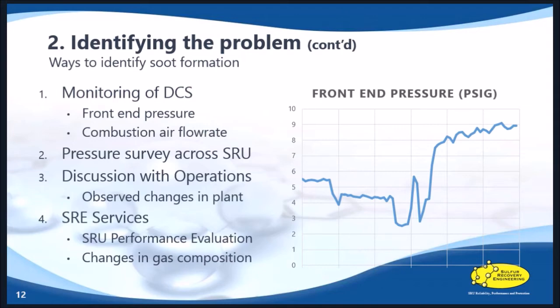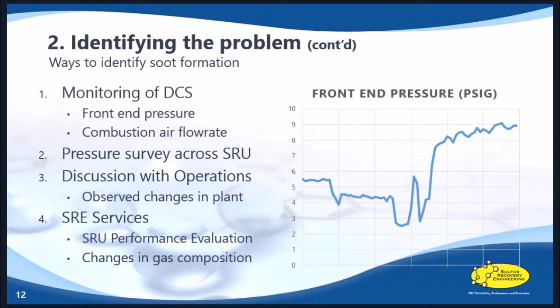Number 3 is discussion with operations. When we do our SRU performance evaluations, that's the number one thing to gain information for myself, in order to understand what's happening with the SRU and if there are any problems that have been going on. The guys on the front lines definitely understand what's been going on, and they know the little nuances. Some slight thing might have changed and may not have been caught on the DCS, something like a rundown running a bit off colored or not running the way it used to. It's little pieces of information like that that can trigger, okay, maybe there is a bigger problem. Maybe we do have soot formation going on.